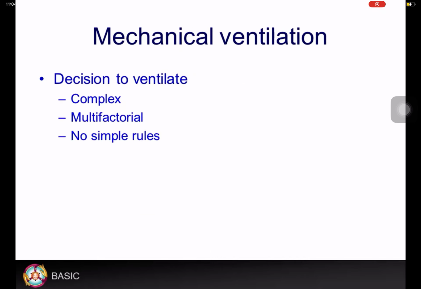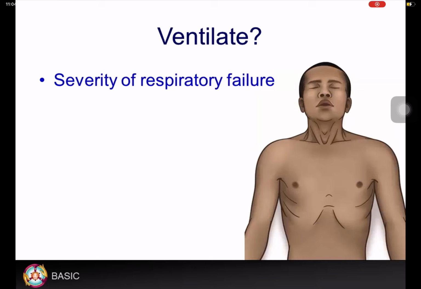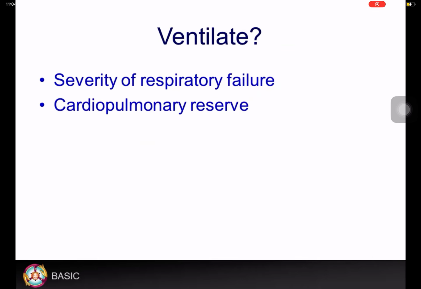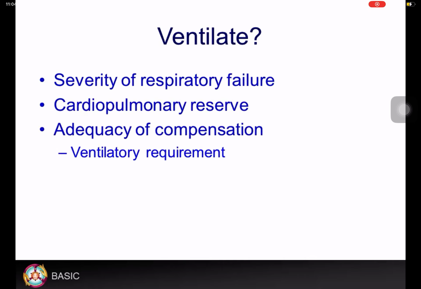The decision whether or not to ventilate a patient is a complex decision which takes into account many factors, and as a result, there are no simple rules for when to ventilate a patient. Major factors to be considered include severity of respiratory failure, cardiopulmonary reserve, patients with low reserve should be ventilated earlier, adequacy of compensation. When considering this factor, the likelihood of adequate compensation continuing should also be considered. Patients with a high ventilatory requirement are more likely to become exhausted and decompensated.